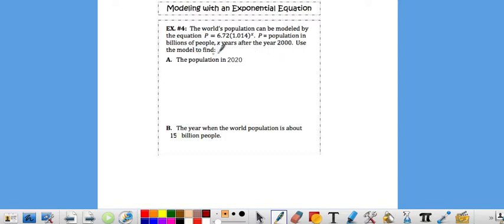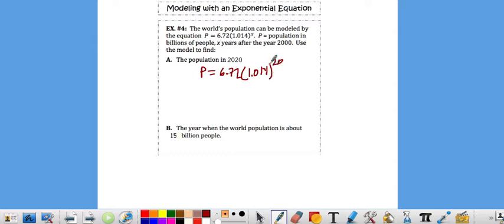Based on this model that they came up with 20 years ago, what would they estimate that the population is in the year 2020? Well, we just need to plug in a value for x, right? 20 years after 2000 is just 20. So this one's pretty easy, 6.72 times 1.014 to the power of 20.